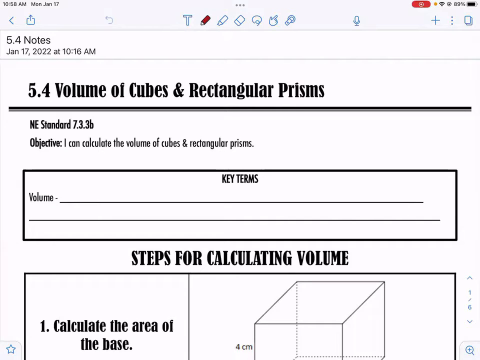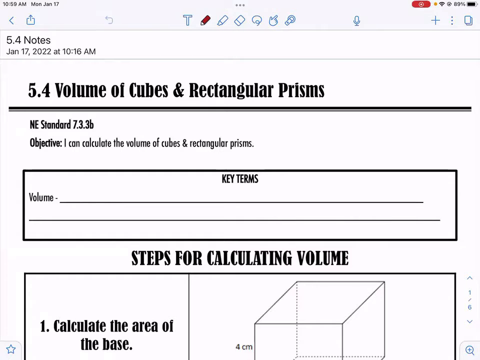Okay, 5.4. Volume of cubes and rectangular prisms. This is a lot quicker than surface area, and it should only take us a few minutes to get through this, and then you can have the rest of the time, okay? So, does anybody know what volume measures?